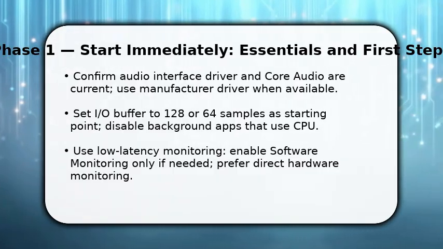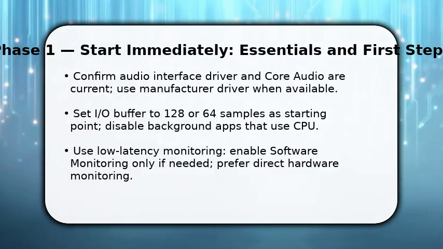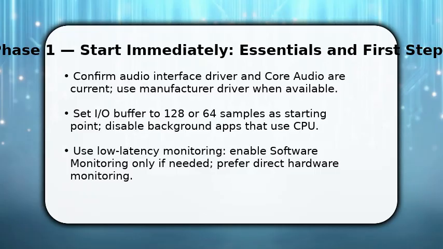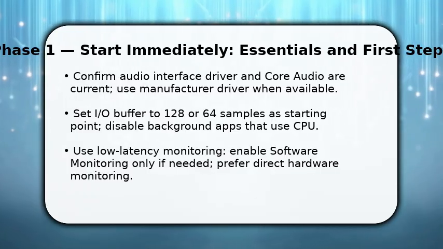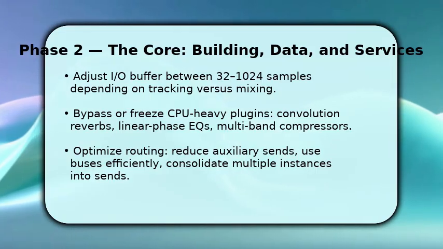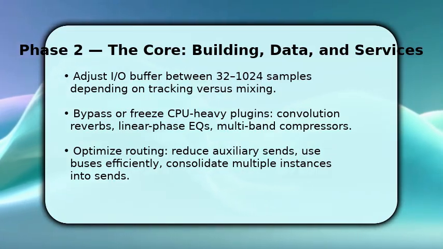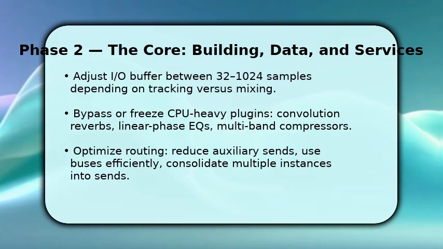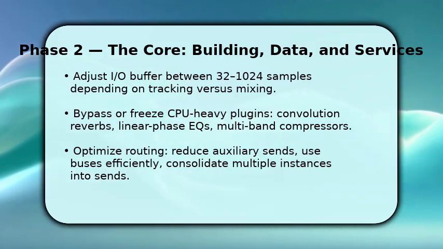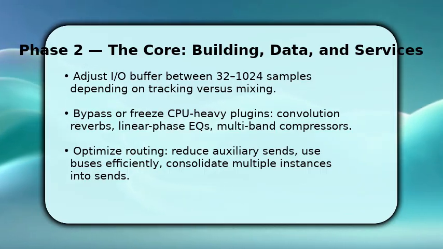Finally, decide your monitoring path. Use direct hardware monitoring on the interface where possible, because it bypasses DAW latency and keeps your tracking tight. Once done with basic setup, focus on buffer management and plugin strategy to shrink latency. Reduce buffer size while tracking, then raise it for mixing. Remember 32 to 64 for live feel, 256 to 1024 for CPU headroom.